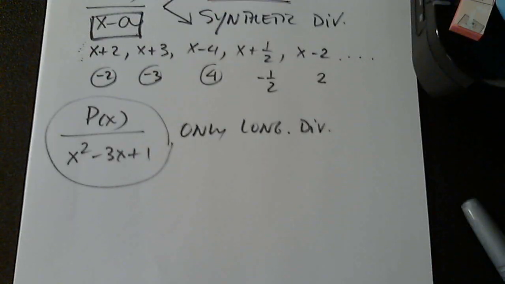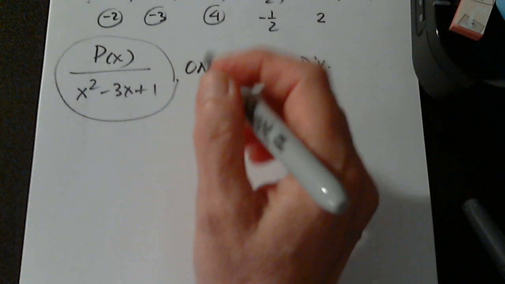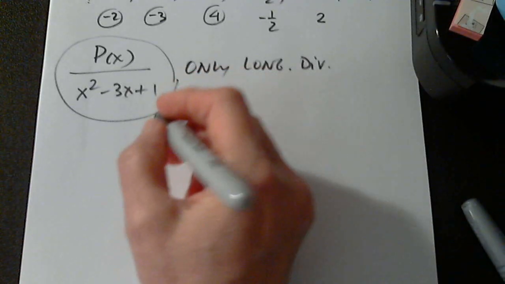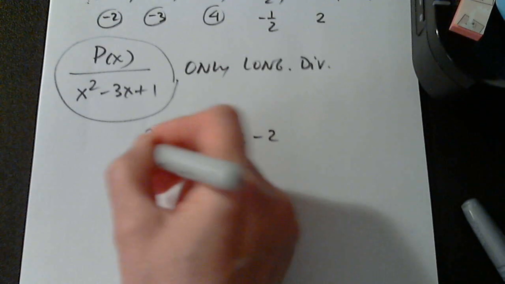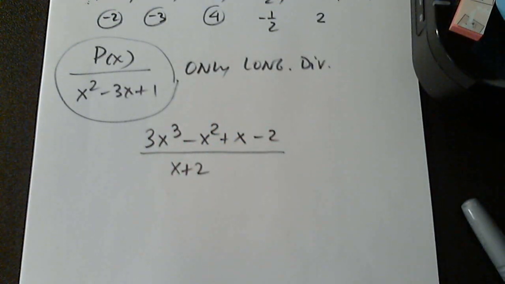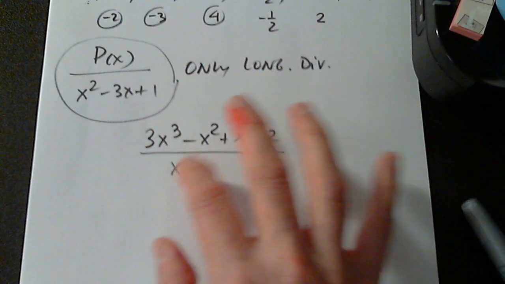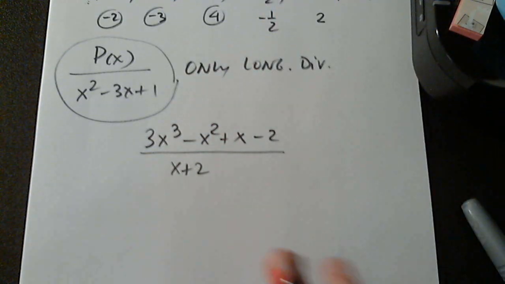Okay. So let's illustrate synthetic division. I picked the first one here, and then I'll let you pick the next one. So 3x to the 3rd minus x squared plus x minus 2, divided by x plus 2. So remember, all terms have to be in descending order. So we are going to look at synthetic division.